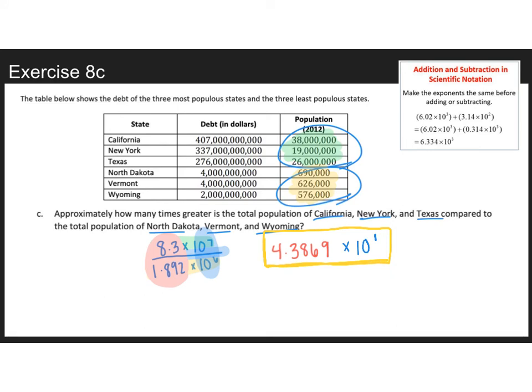Could we write this out as just a regular number? Yeah. What would this be as just a full number, not in scientific notation? Well, 10 to the first power, that means that we just really need to move our decimal one space to the right. This is the same as 43.869. So how many times greater is the population? It's about 43.869 times greater. Okay, make sure you have it down. Let me know if you have any questions.